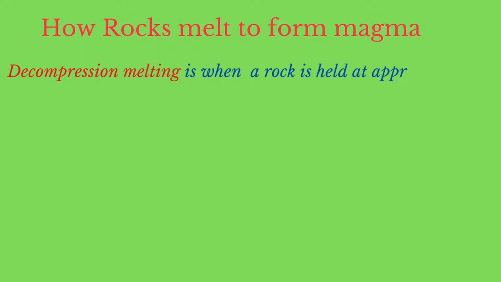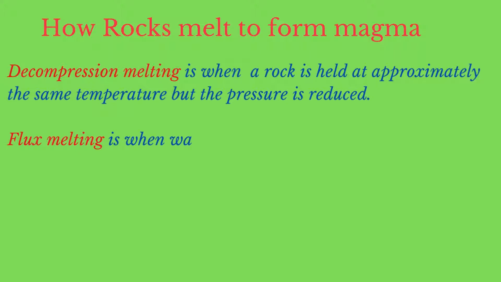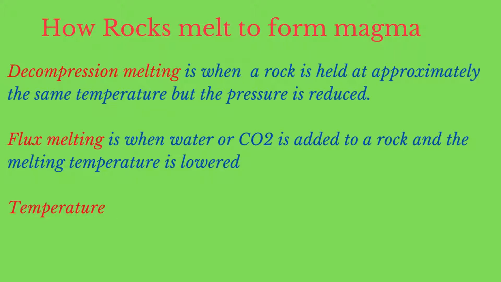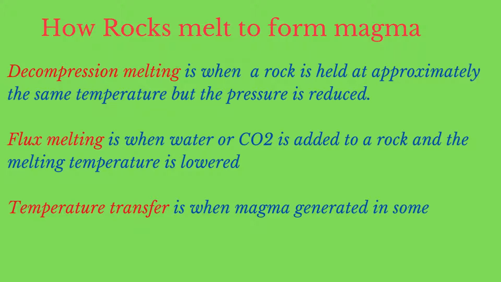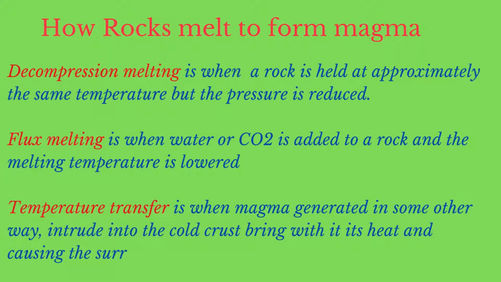Thus, rocks inside the upper mantle and the crust can undergo three types of melting. Firstly, there is decompression melting, which is when a rock is held at approximately the same temperature, but the pressure is reduced. This happens because the rock is being moved towards the surface, either at a mantle plume, also known as a hotspot, or in the upwelling part of a mantle convection cell.